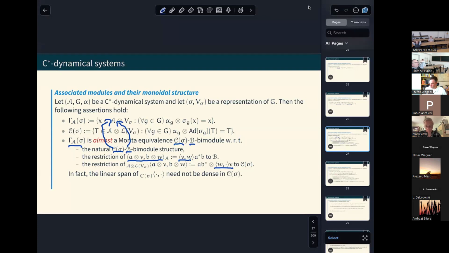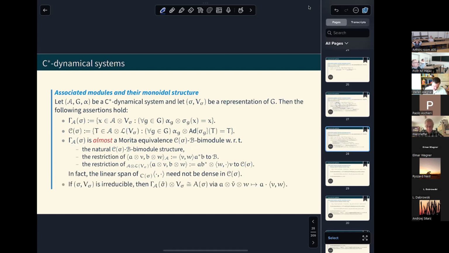I understand what you mean, but I don't understand why you wrote it like this. It's a restriction to this gamma in B. Exactly. And again, Morita equivalence means that the inner products are full, but you cannot guarantee that here, so it's not clear.